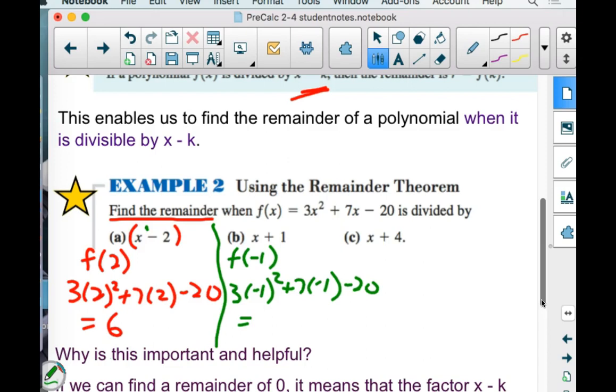3 times 1 is 3. 3 minus 7 is negative 4. Negative 4 minus 20 is negative 24. And that would be the remainder for x plus 1.